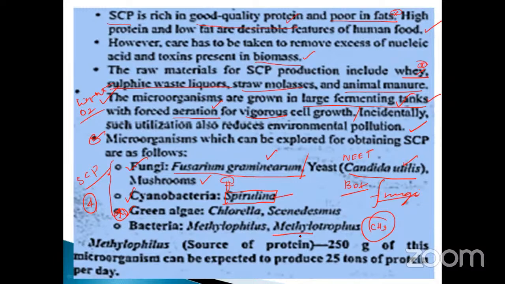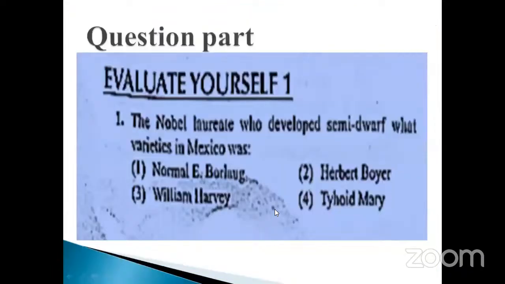Methylophilus, a source of protein. 250 grams of this microorganism can be expected to produce 25 tons of protein per day. Imagine, Methylophilus, 250 grams, how much will be produced? 25 tons of protein they will be producing per day. See there, 250 grams, 25 tons. Imagine the huge amount. My dear students, don't forget this.